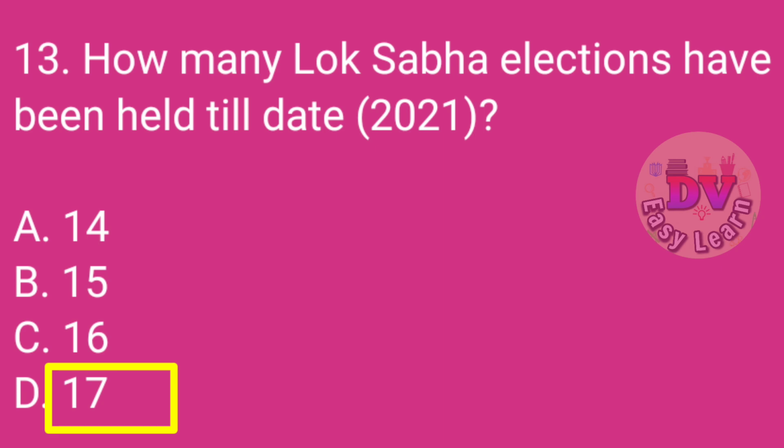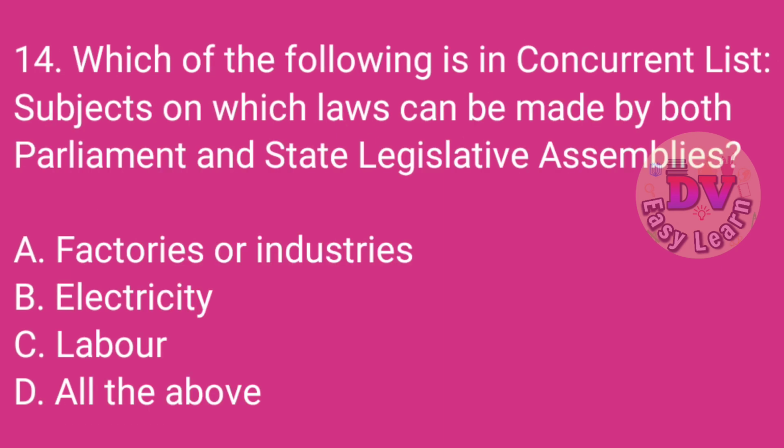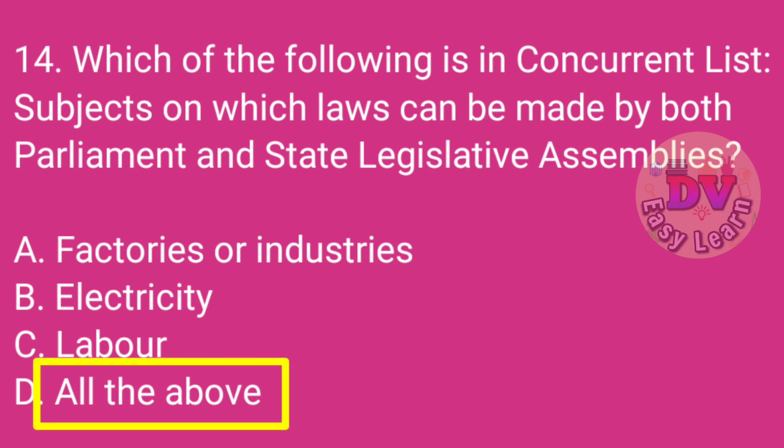Question number 14. Which of the following is in the concurrent list? Subjects on which laws can be made by both Parliament and state legislative assemblies. Correct answer, all the above. Factories or industries, electricity, labor.